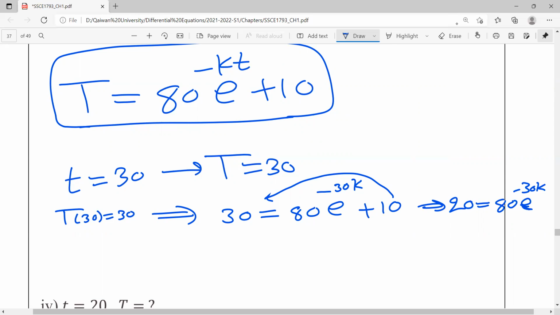Then we divide both sides by A. If we divide both sides by A, we get 1/4 equals e to the power minus 30K. We just divide both sides by A. 1/4 is 0.25. I'm going to write down 0.25 here.